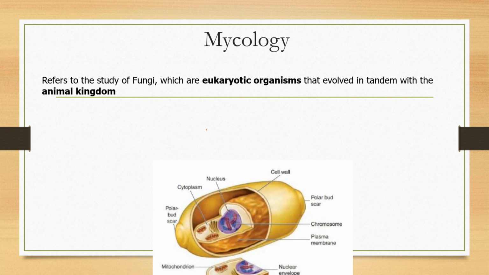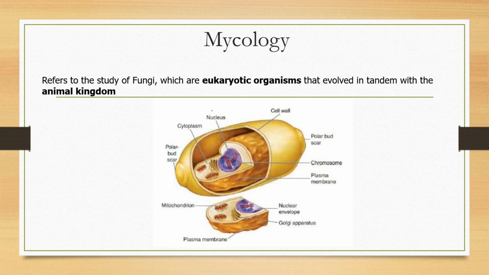Let's continue. So this is the appearance of your fungal cell. It has a cell wall. It also has a nucleus, a cytoplasm, a chromosome, a plasma membrane. And within the cytoplasm, you would be able to find the mitochondria, the one that envelopes the nucleus, the nuclear envelope. You could also find the Golgi apparatus and the plasma membrane. So I won't go much into details regarding the different organelles. I'm sure you're familiar.